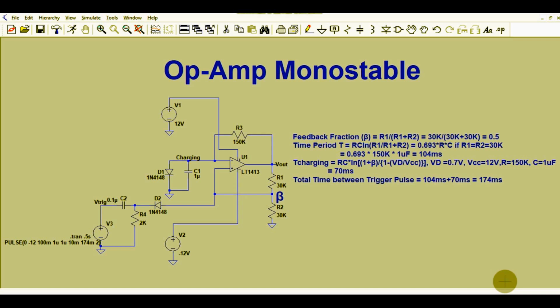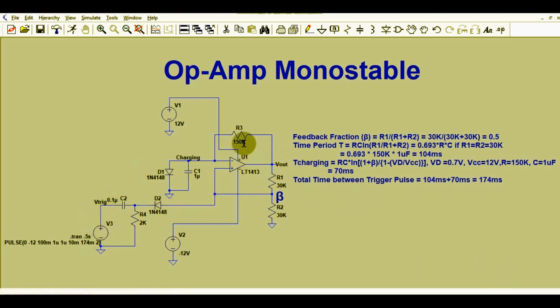The application of monostable multivibrator is that it is used as a waveform generator. Okay, so we will understand the design, we will run the simulation and see the waveform of monostable multivibrator while you apply a trigger pulse. Here is a trigger pulse.